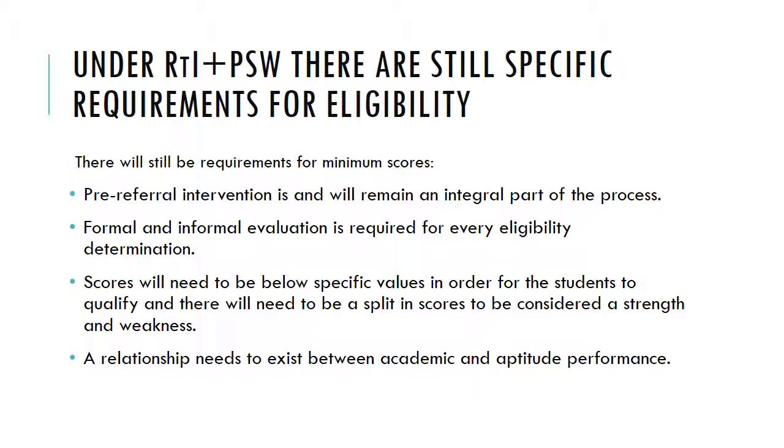Under the RTI with PSW model, there are still specific requirements for eligibility. There will still be requirements for minimum scores. Pre-referral intervention is and will still remain an integral part of the process. Formal and informal evaluation is required for every eligibility determination. Scores will need to be below specific values in order for the students to qualify, and there will need to be split scores to be considered a strength and a weakness. A relationship will need to exist between the academic and aptitude performance.